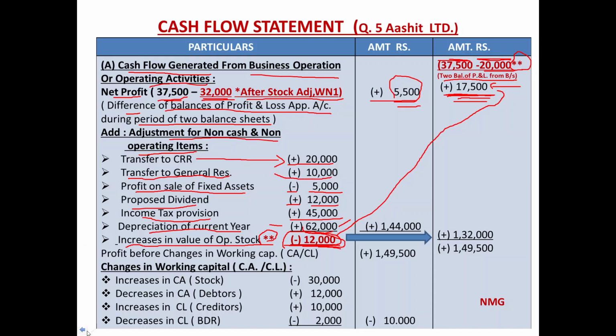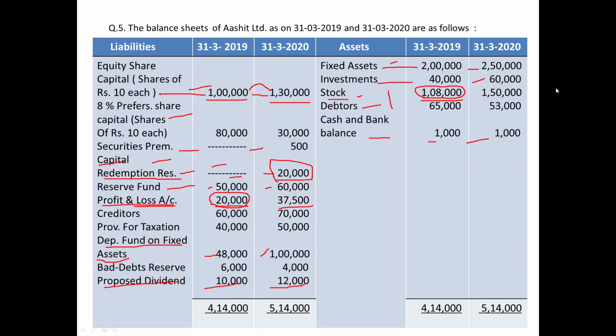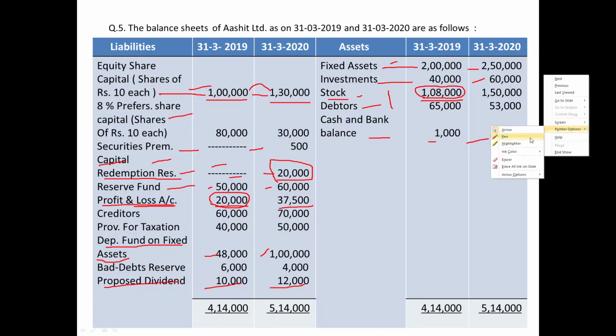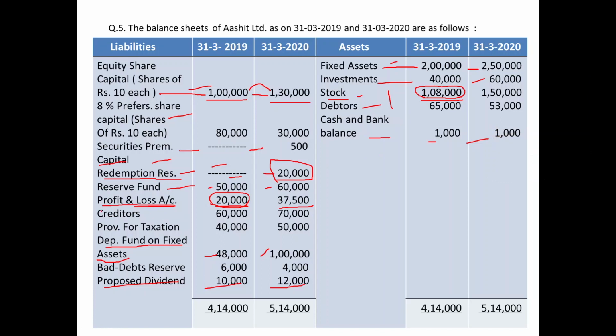Once again, balance sheet verification. After reserve fund, remaining items. Profit and loss account, we already reported it and decided the profit of the year. Creditors item of current liabilities, wait. Provision for taxation over. Depreciation fund on fixed assets over. Bad debt reserve, we will report it as a current liability, wait. Proposed dividend over.